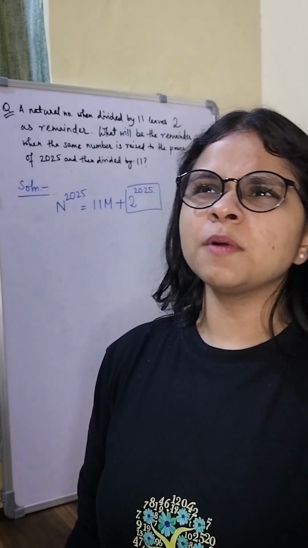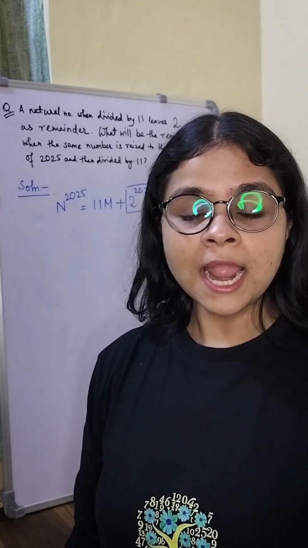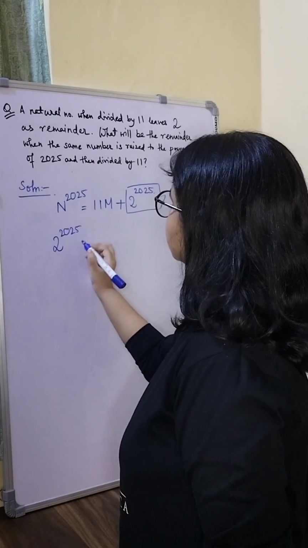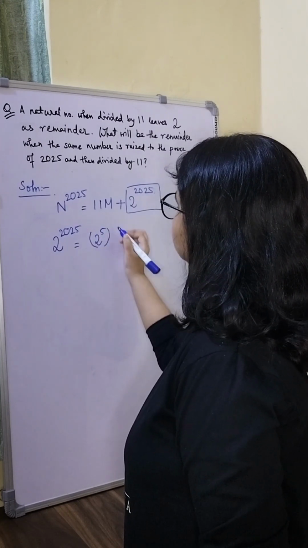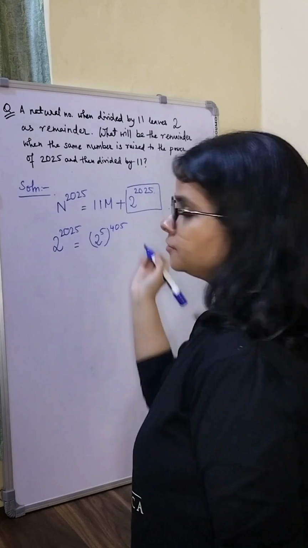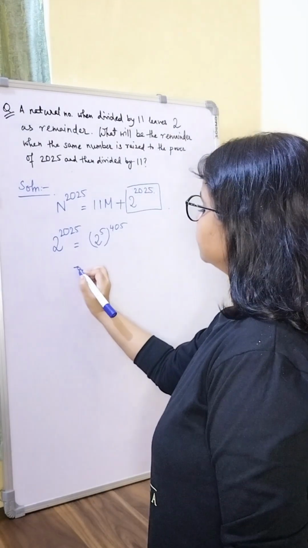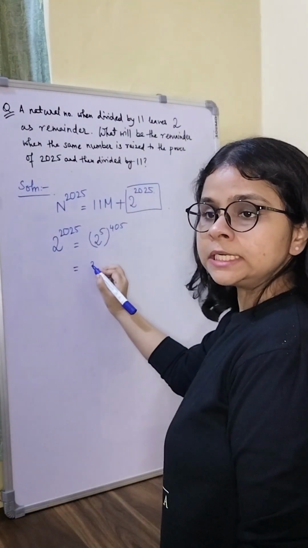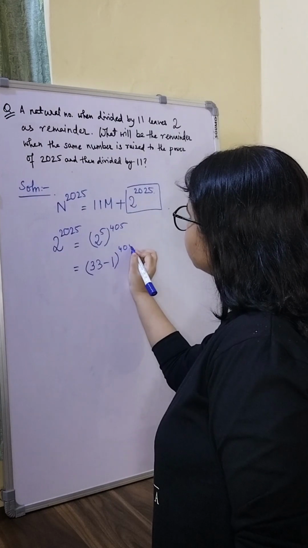2 to the power 1, 2 to the power 2, 3, 4, 5, right? 2 to the power 5 is 32 and 33 is a multiple of 11, right? So, 2 to the power of 2025 can be written as 2 to the power of 5 whole to the power of 405, right? Now 2 to the power 5, what is it? This is nothing but 32, right? 32 is what? 33 minus 1 whole to the power of 405.